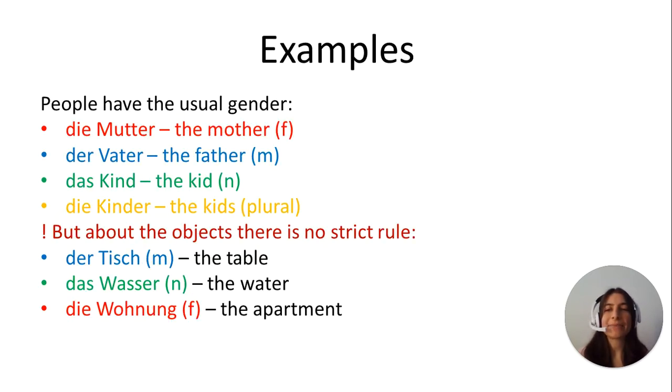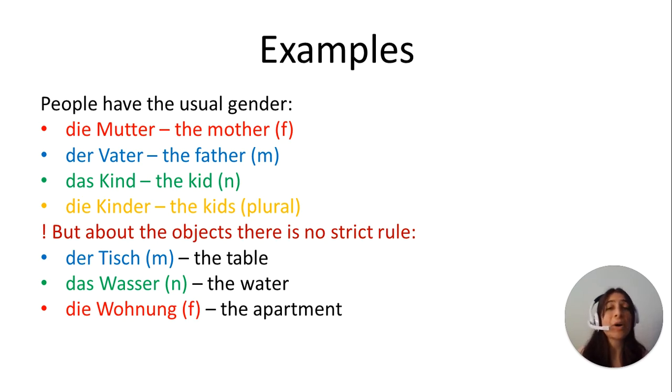Okay, here are some examples, especially for people, for family members, or for professions. Of course, you have the same gender like in English or any other language, I think. For example, die Mutter, that's for sure feminine, just like in English. Der Vater, father, is masculine. Das Kind is neuter. Die Kinder is plural. So here, nothing special, nothing difficult.